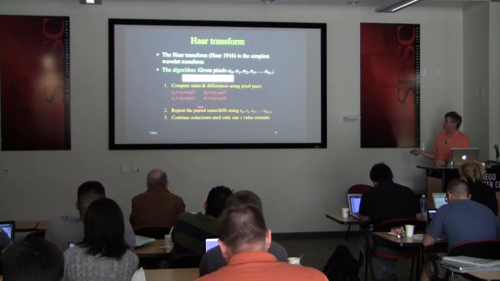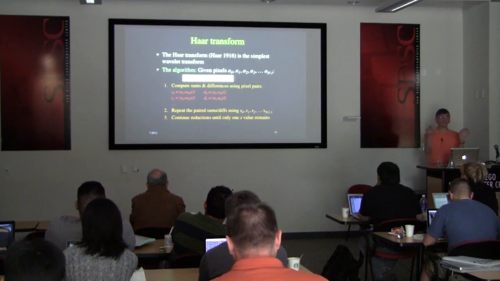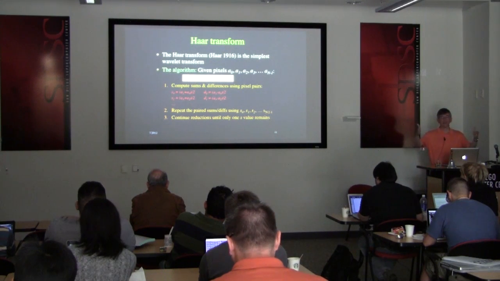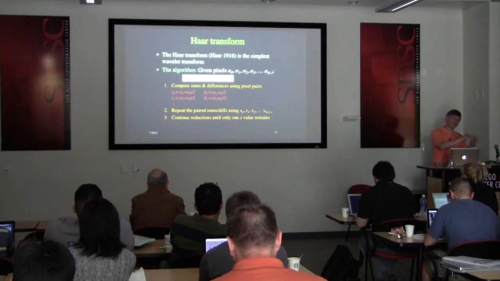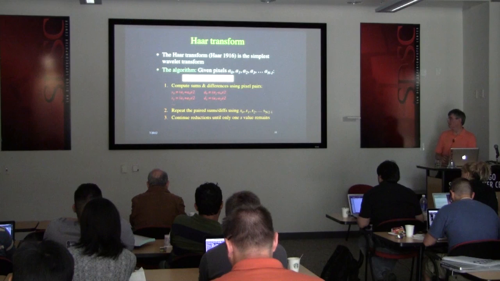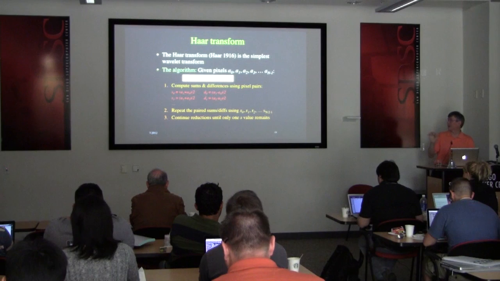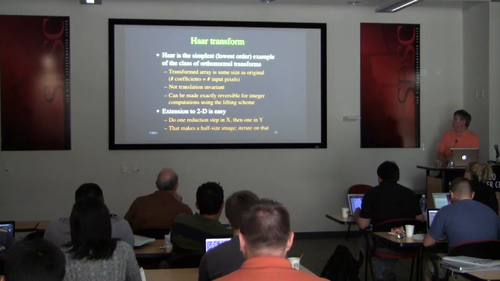Then you repeat that, but you repeat it using only the summed part of the image. So you take the whole vector, which if you look at the sums has half as many pixels as the original one did. You do the same thing again. You group those sums in pairs, you calculate sums of those and differences of those. And you continue those reductions until only one value remains. So you've reduced the image down to a value which is essentially the average of all the pixels in the image. And that's all there is to it. There's really not a lot to it.